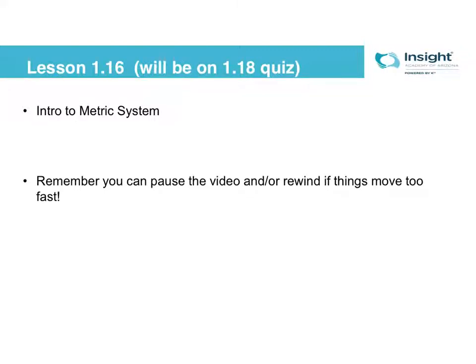Okay, so metric system, something I'm sure you've heard of before, but this will be a review plus some refreshing on converting in the metric system.